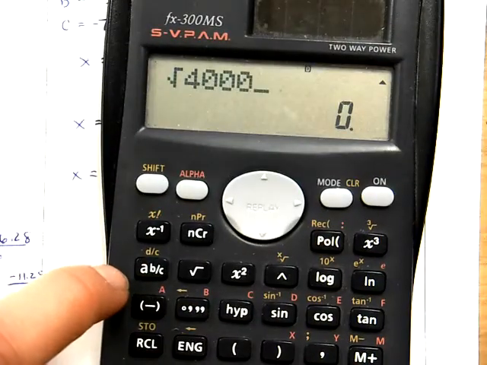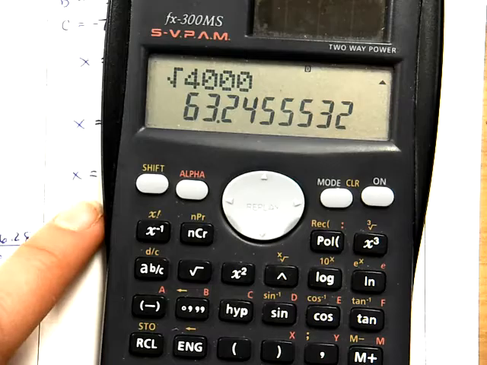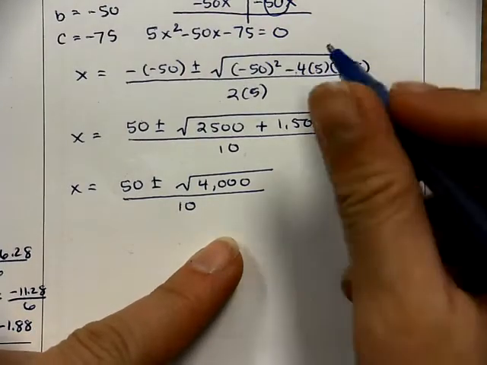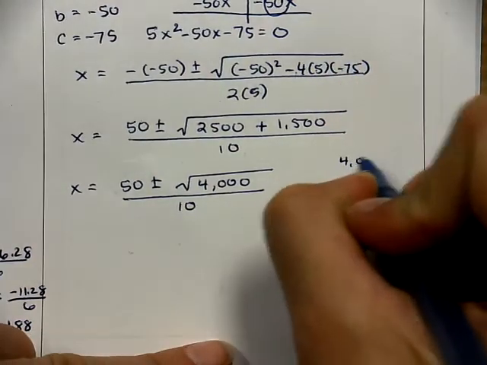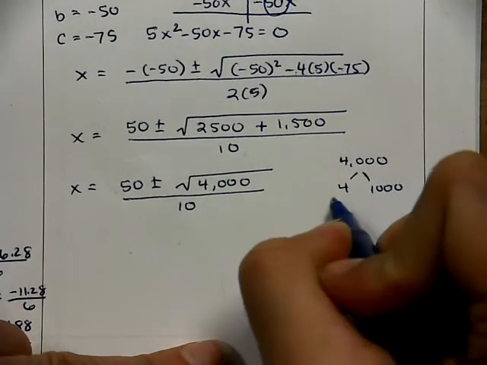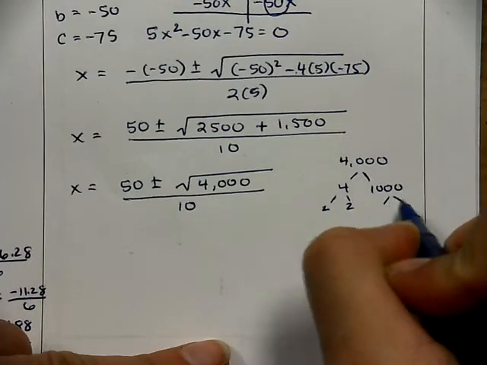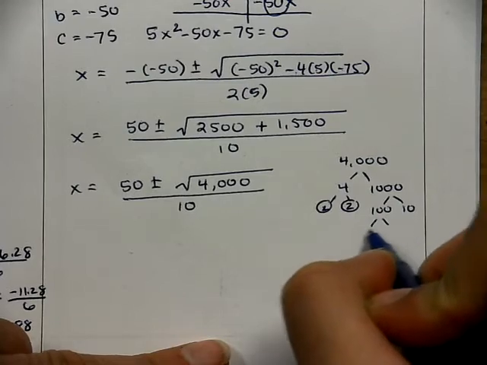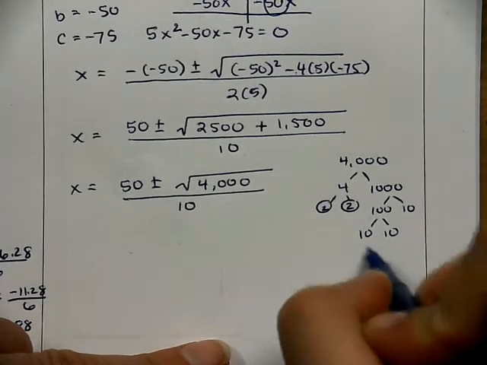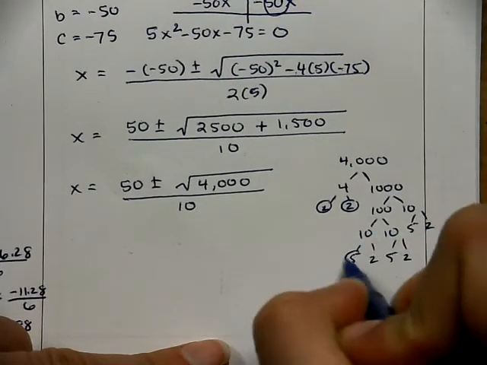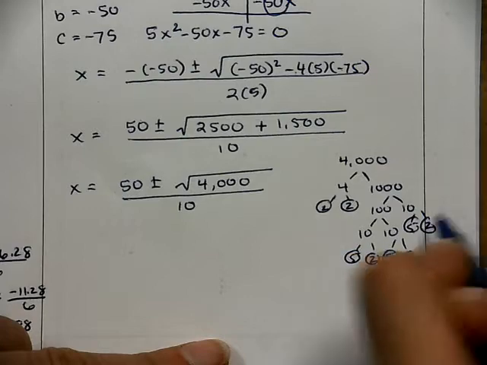Now, see if we can simplify this. Square root of 4,000. Oh, it's a decimal. It's an irrational number. So we need simplified radical form. Now let's think about this. If I'm going to do a factor tree, it's going to take a little while, but we can do it. I know that would be 4 times 1,000. Break that apart. That's 2 times 2, 1,000. We do 100 times 10. 100 would be 10 times 10, 5 times 2, 5 times 2, 5 times 2. We've got a lot of prime factors here.